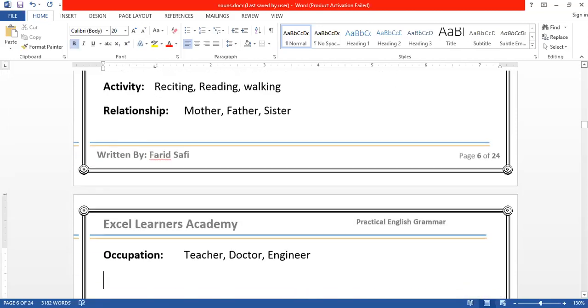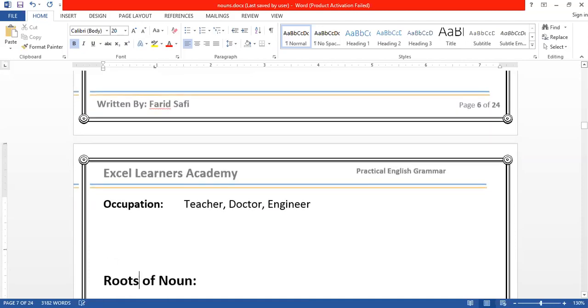A noun can be the name of any occupation, like teacher, doctor, engineer, tailor, barber. So any occupation, any title, if it refers to the name of an occupation, again we call it a noun. This is one of the definitions we have studied.